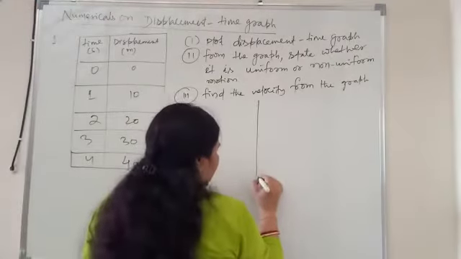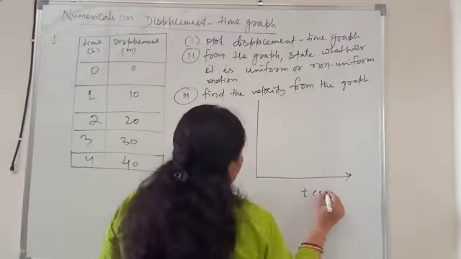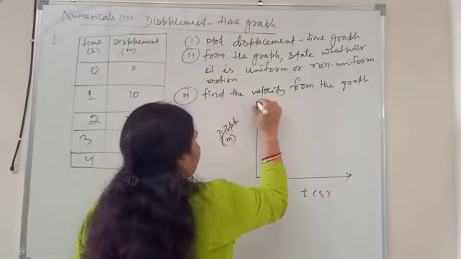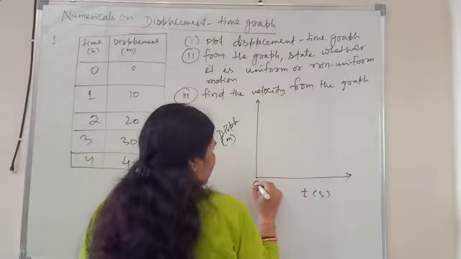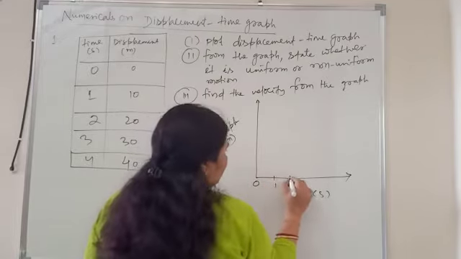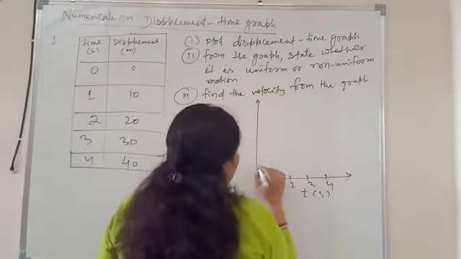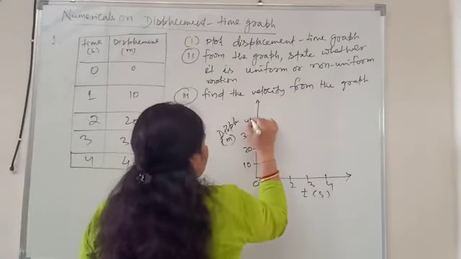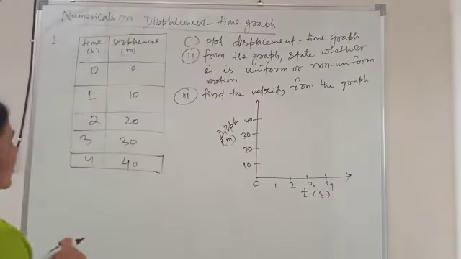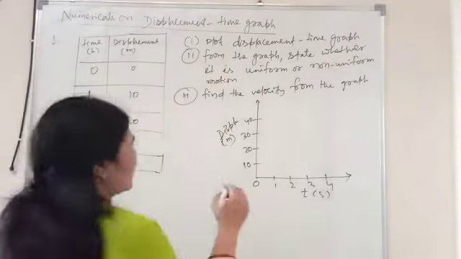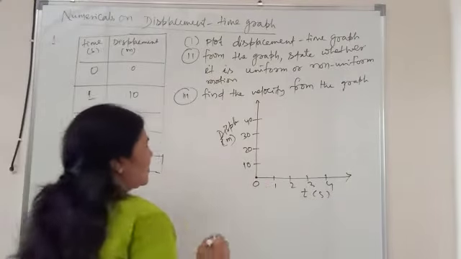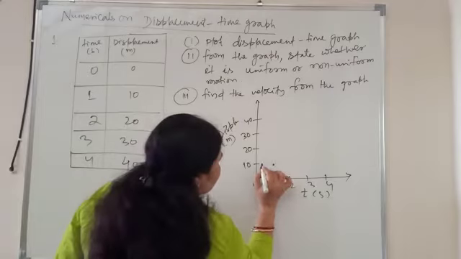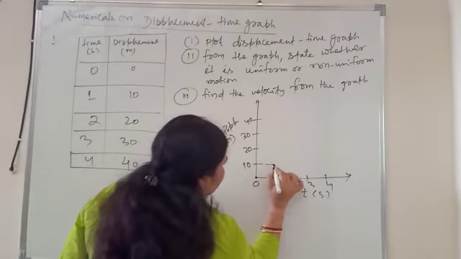So let's take time axis in seconds, displacement in meters. Let's take the divisions here: 0, next is 1, 2, 3, 4, and here it is 10, 20, 30, 40. Now let's plot the points. When time is 0, displacement is 0, so this is the point. When time is 1, displacement is 10 meter. So this is the point.